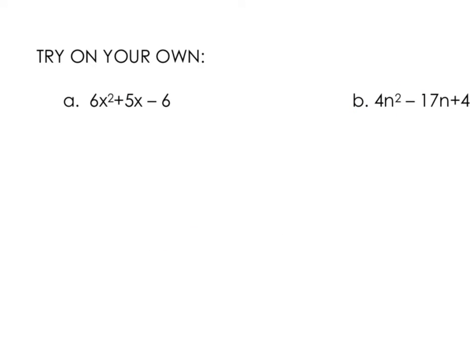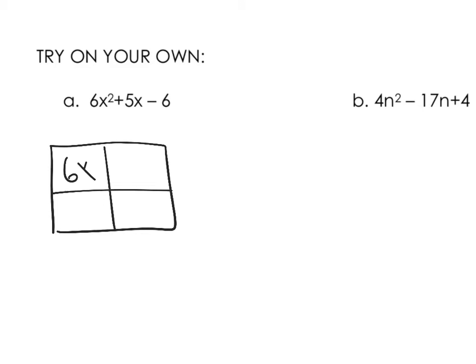Alrighty, now that you've tried these examples, let's go over them and see how you did. So on this first one, we looked for a GCF and we did not find one, so we had to go straight to our box. So we had to multiply to be 6x squared. We had to multiply to be negative 6. And our diagonals had to add to be 5x.